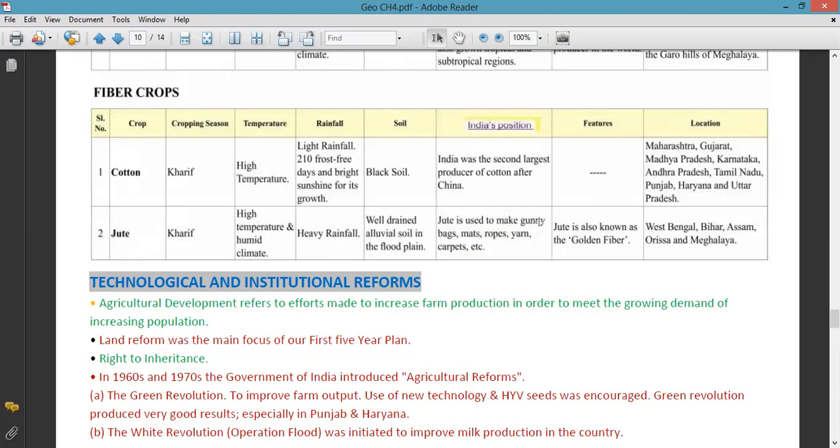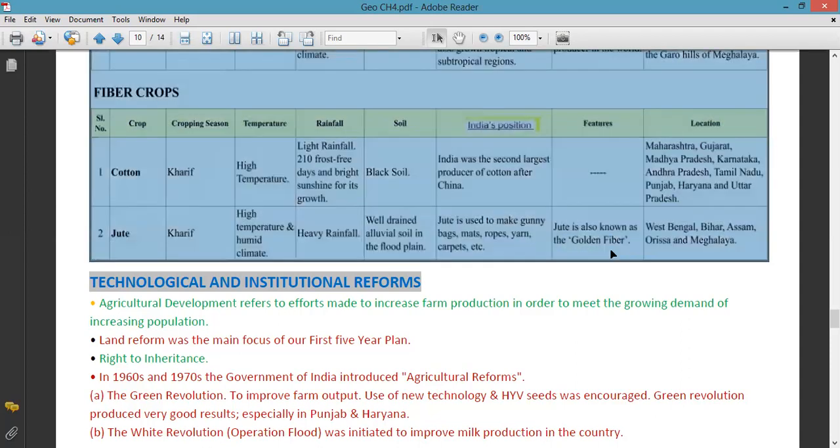Jute is used to make gunny bags, mats, ropes, yarn, carpet. So from jute, we first obtain thread, something like yarns. From that yarn, we can make bags, mats, rope, carpet. Jute is also called the golden fiber. Write about the growth of golden fiber in India.